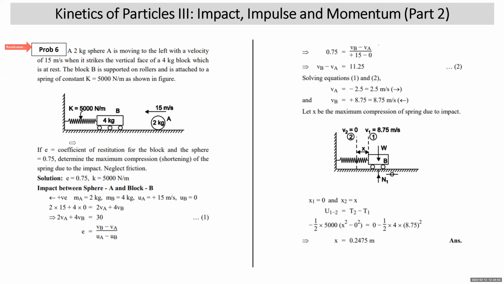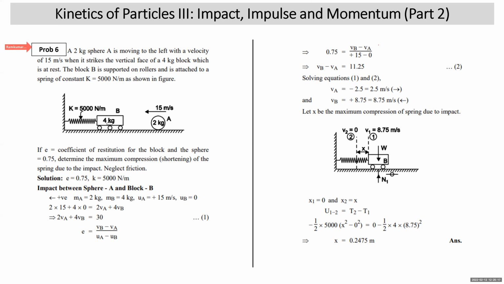Further, it is given in the problem, e is the coefficient of restitution for the block and plane is 0.75. That is also given. Determine the maximum compression or shortening of the spring due to impact. Students, e is given as 0.75 in the problem. K is given 5000 Newton per meter for this spring, which is attached to block B. All right, and it's connected to the plane.